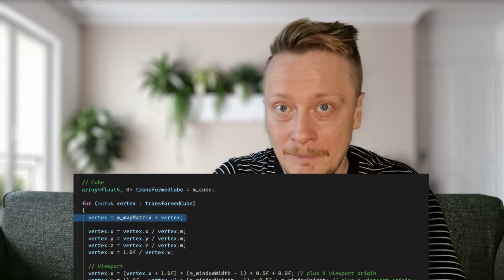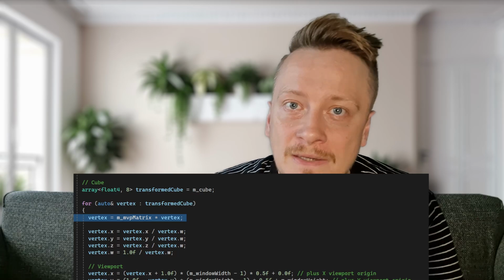Then you can transform each vertex with just one matrix-vector multiplication. So the new point is actually MVP times point. This is way more efficient, especially when you are transforming thousands or millions of vertices every frame. You compute the MVP matrix once per object, then apply it to all the object's vertices.